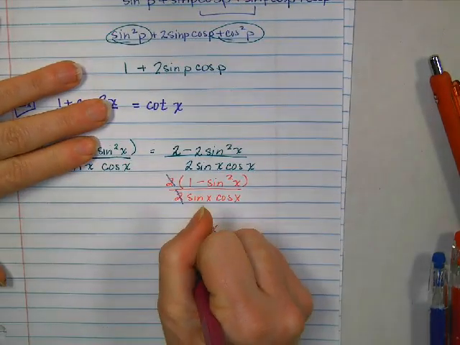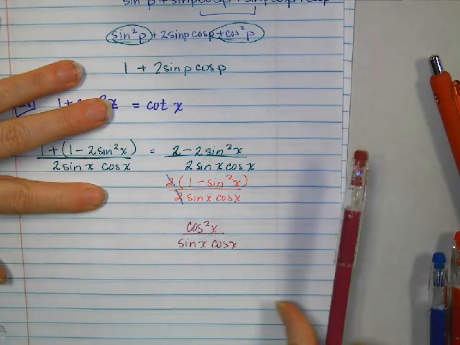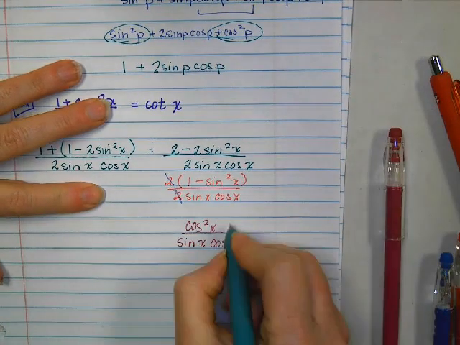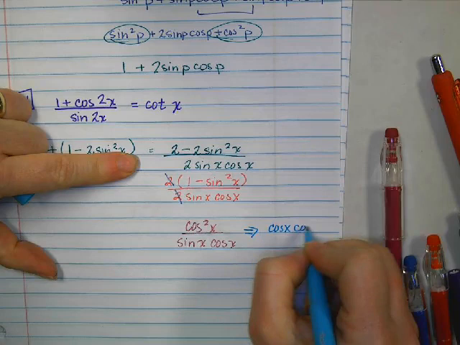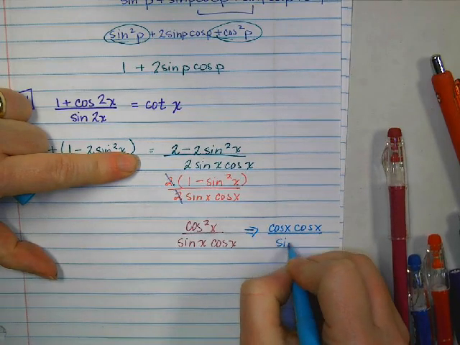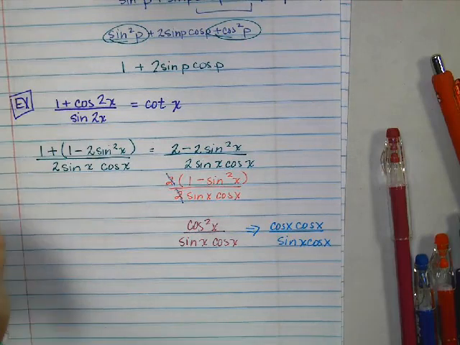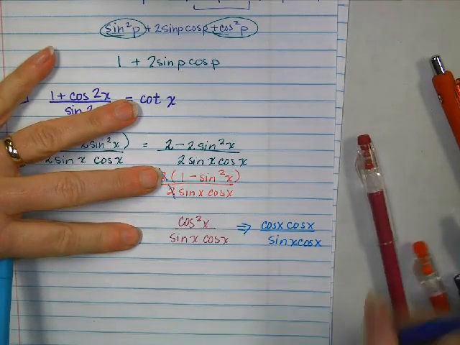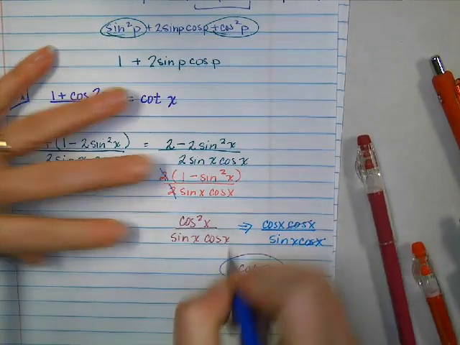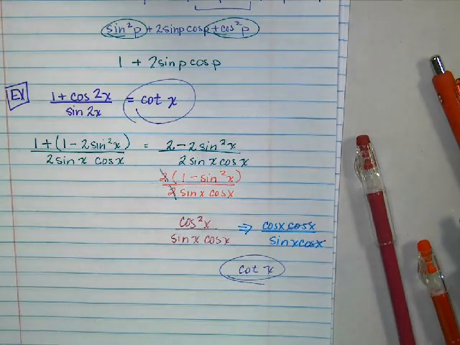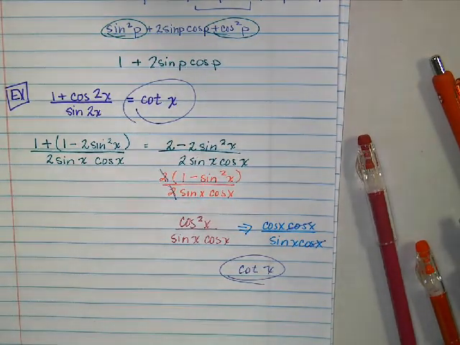So just to make sure everybody's clear, cosine squared x is cosine x times cosine x, which means you can cancel a cosine, and cosine x over sine x is cotangent x, which is what we were supposed to get. Yay! That wasn't hard. It gives me cotangent x, so I'm just going to write cosine x over sine x again.